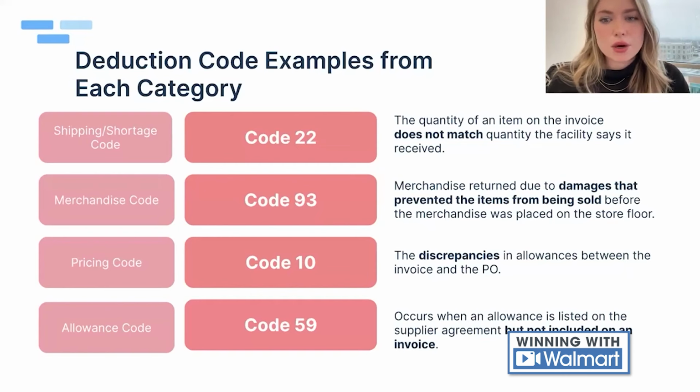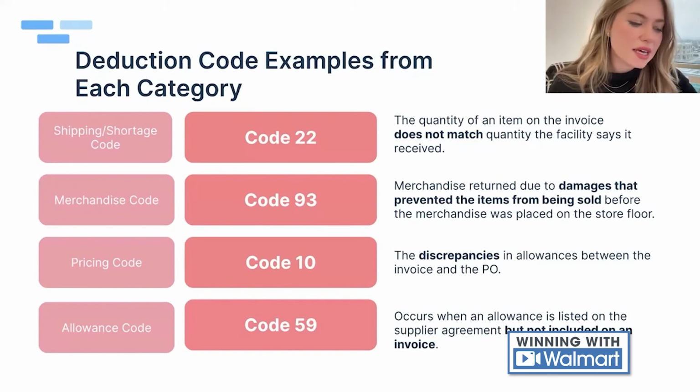Next, we have a pricing code. This is going to be one of those pricing deductions that I was talking about, a pricing allowance type one. That's when there was a discrepancy in the allowances between the invoice and the PO.